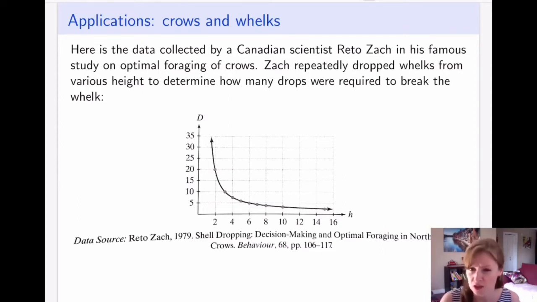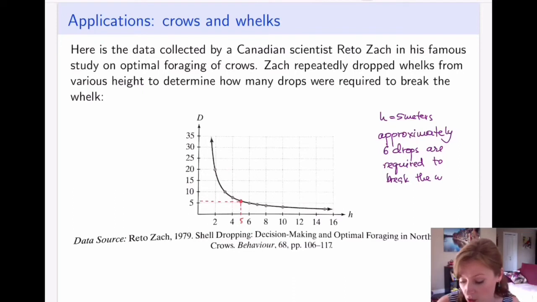Okay, so let's just take a look at this graph for a minute to really understand what it represents. For example, if I take the height to be, let's say, 5 meters, it's this height here. The y coordinate here is approximately 6. So that means that from the height of 5 meters, it will take about 6 drops to break the whelk. Notice that, of course, the higher you drop the whelk from, the fewer drops are required.